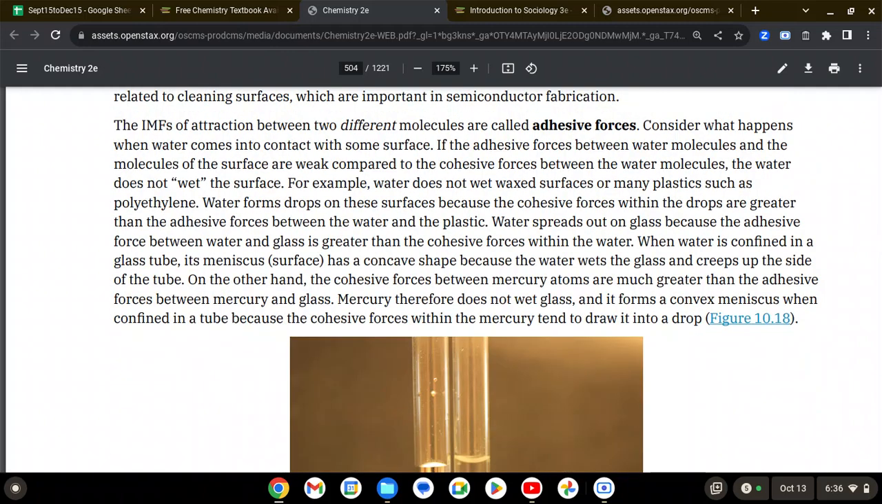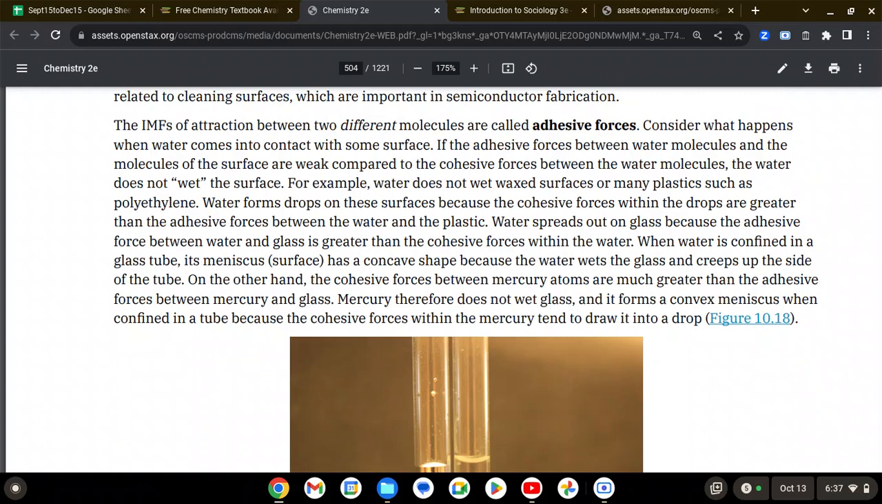The IMFs of attraction between two different molecules are called adhesive forces. Consider what happens when water comes into contact with some surface. If the adhesive forces between the water molecules and the molecules of the surface are weak compared to the cohesive forces between the water molecules, the water does not wet the surface. For example, water does not wet waxed surfaces or many plastics, such as polyethylene. Water forms drops on these surfaces because the cohesive forces within the drops are greater than the adhesive forces between the water and the plastic.